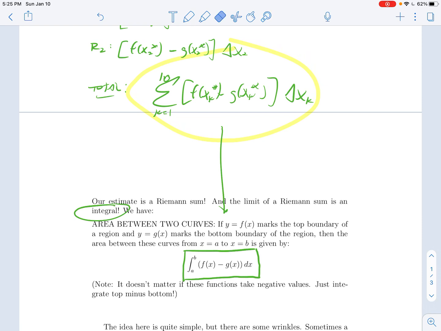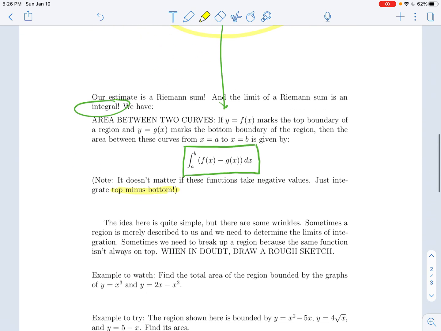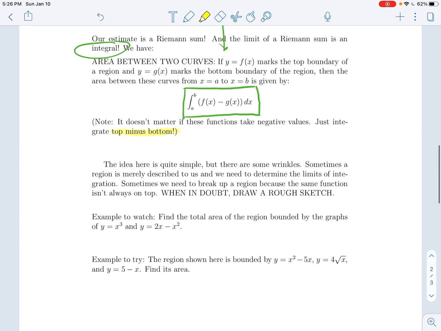And again, let me stress this. It doesn't matter if these take negative values. Just do top minus bottom. So the idea here is really simple, but there are some wrinkles. Sometimes a region is merely described to us and we need to determine the limits of integration. Also, sometimes we need to break it up because there's not a consistent function on top. So what I'll urge is when in doubt, draw a rough sketch. Make sure you know what the thing kind of sort of looks like before you do an integral.